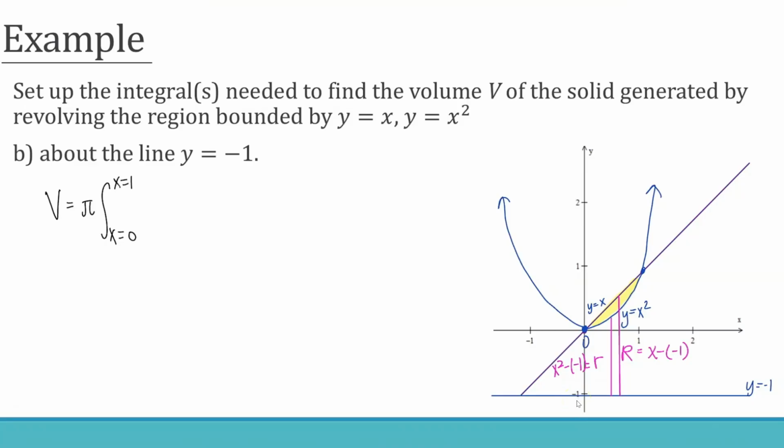Right, so that's why we're always doing that top minus bottom situation when we have a vertical line, to find the distance, right? That's what we're trying to do, is find distance. So let's set this up. We have the big radius, that was x plus 1 squared, minus the little radius squared, that was x squared plus 1 squared. And we're integrating with respect to x, so that's my big R, and that's my little r.